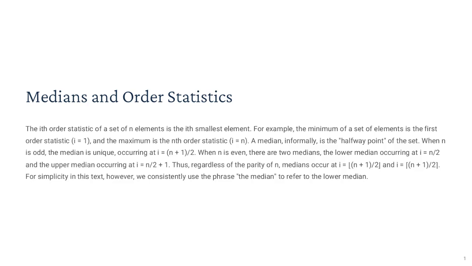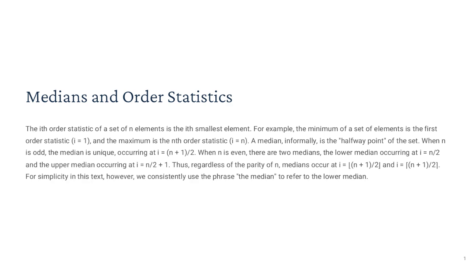Medians and order statistics are essential concepts in analyzing data. The ith order statistic refers to the ith smallest element in a set of n elements. For example, the minimum of a set is the first order statistic, and the maximum is the nth order statistic. The median, commonly called the halfway point, divides the dataset into two halves.